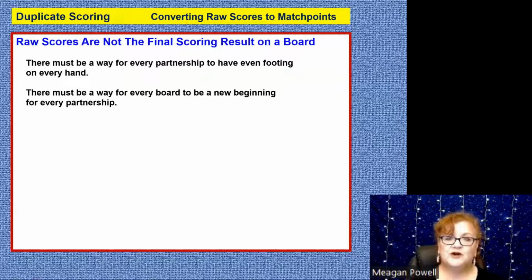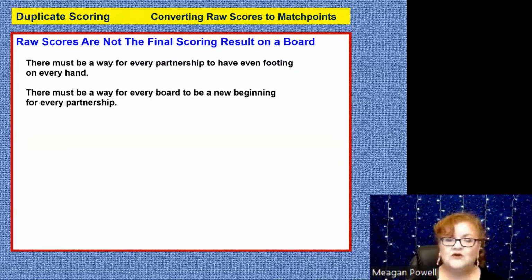Another reason, and this is more true in a live bridge club than it is online. When you're playing in a live bridge club, depending on the number of tables in the room, it is possible that your table will not play every single board that is in play. Sometimes it just doesn't work out that way. So you should not be penalized if you never got to see a board in which you might have earned 1,430 points. What if it never came to your table?